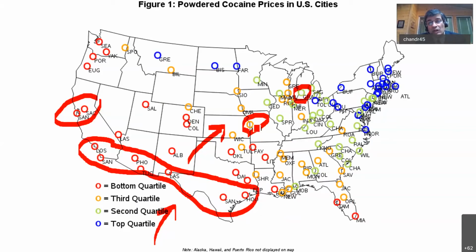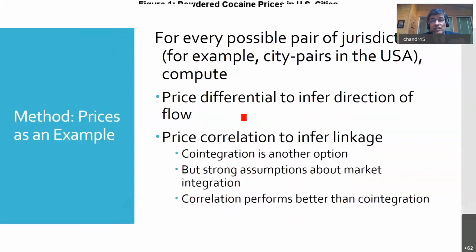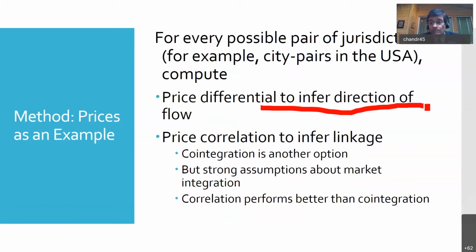And what we're going to do is we're going to compare the price in Kansas City with the price in Grand Rapids. And you can see that Grand Rapids, because it's green, is more expensive than Kansas City. And what that price differential tells us is if Kansas City is sending to Grand Rapids, and we haven't established that yet, if Kansas City is linked to Grand Rapids, then the direction in which the drug is flowing must be from the cheaper city, Kansas City, to Grand Rapids, the more expensive city. Okay, so price gradients, price differentials tell us about the direction of flow.